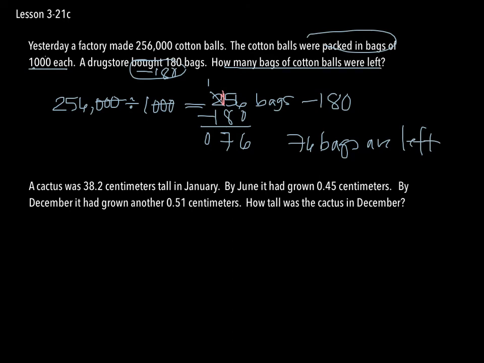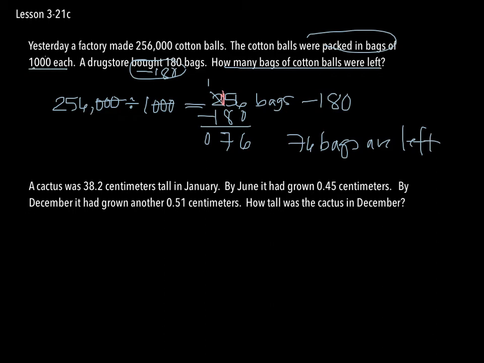A cactus was 38 and 2/10 centimeters tall in January. By June, it had grown 45 hundredths of a centimeter. By December, it had grown another 51 hundredths centimeters. How tall was the cactus in December?